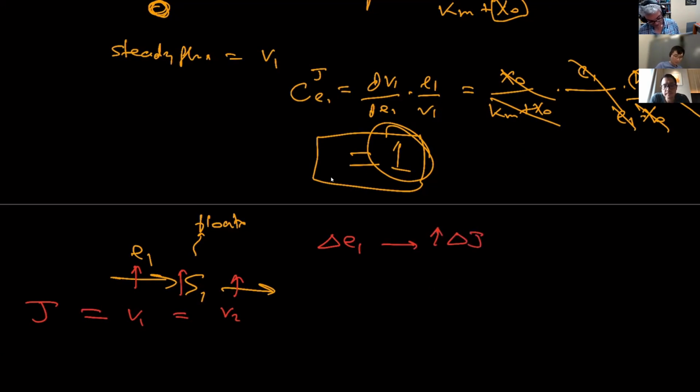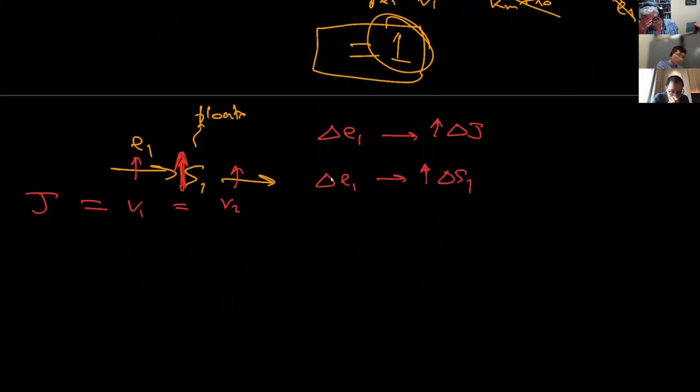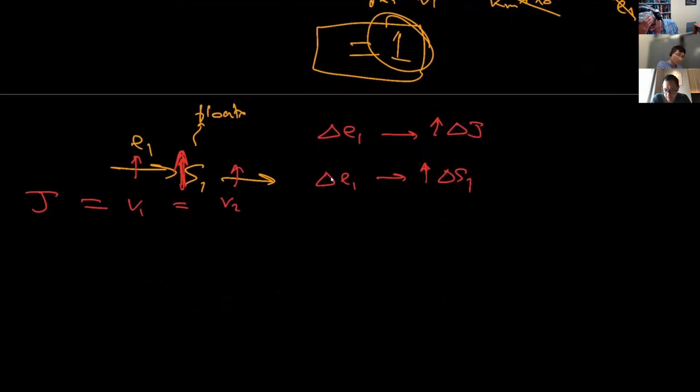Yeah, you saw that. The other thing that happens if I do a delta E1 change is that S1 goes up too. Do you agree with those two statements? Yeah. We don't know how much they go up by, but they go up. Okay, all right. Now, S1 has gone up. What does that do to the reaction rate through E1?